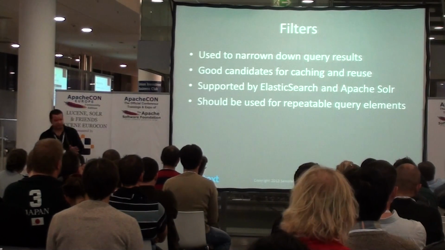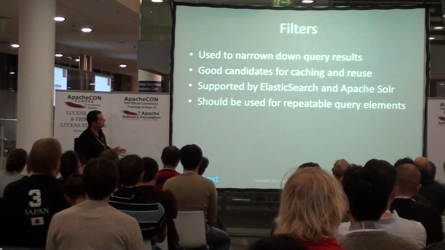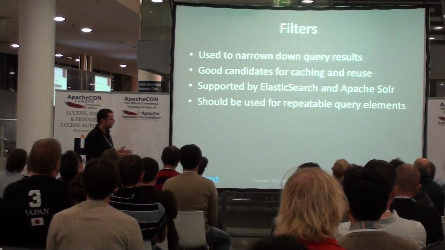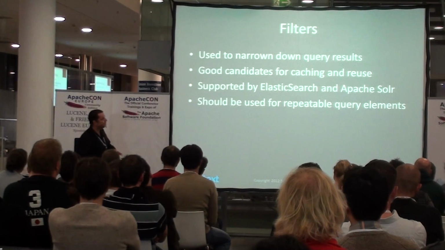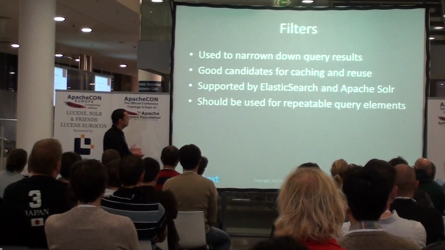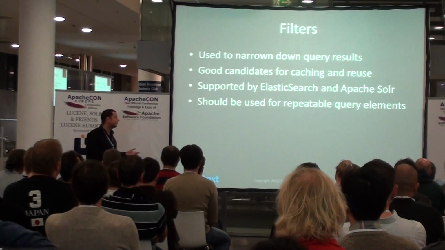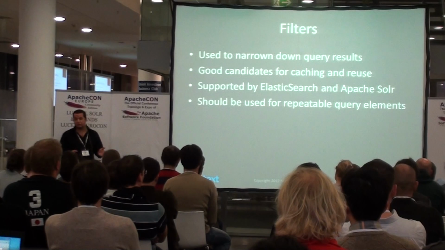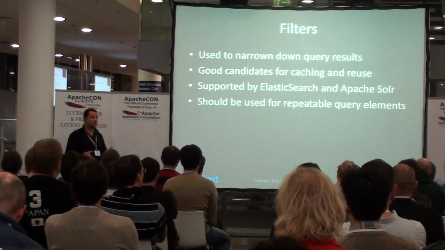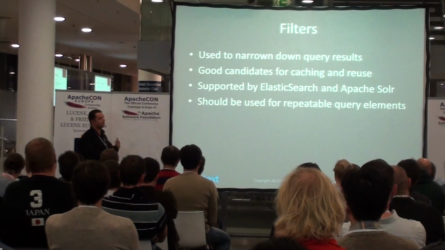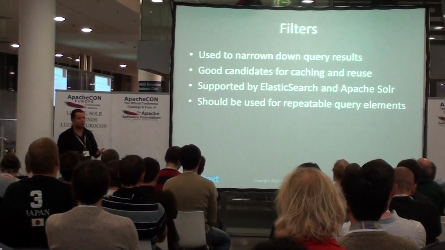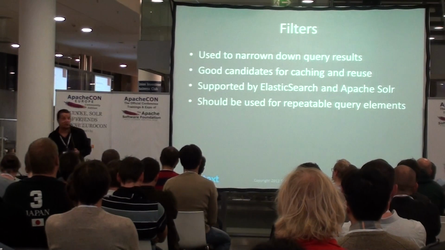Filters in both Solr and Elasticsearch allow you to narrow down your results. Everyone knows that. They are good candidates for caching, supported by Elasticsearch and Solr, and should be used for repeatable elements in the queries, for the most proper usage and for good caching.